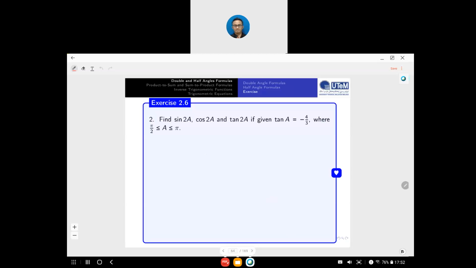Okay, for question 2, you want to find sine 2a, cos 2a, tangent 2a, when tangent a equal to negative 4 over 3. Okay, by using Pythagorean identity, so we have 1 plus tangent square a equal to secant square a. Because we have the value of tangent, that's why we are using this theorem. Okay, yang ni semua kita dah tengok last week punya identity ni. Okay, so Trigo a lot of identity yang awak kena faham.